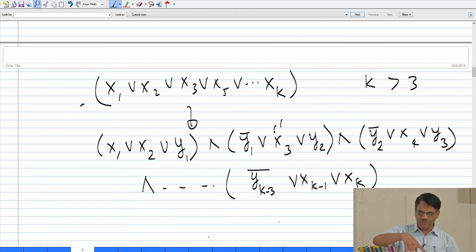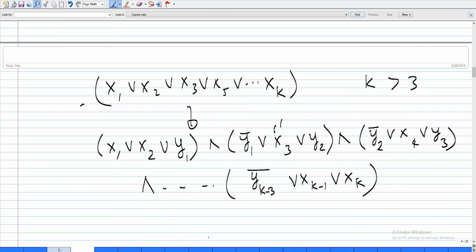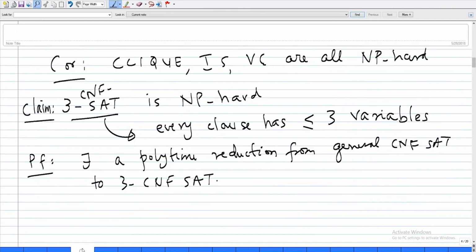So what have I achieved? I have taken a big clause and translated it, broken it up into clauses of size 3 at most. Now from here you have to write one more step to prove that if the original formula has a satisfying assignment, then this resulting formula has a satisfying assignment, and conversely. Okay, I have more or less given a proof. So this means that the SAT formula, even when restricted to at most 3 variables per clause, is NP hard.